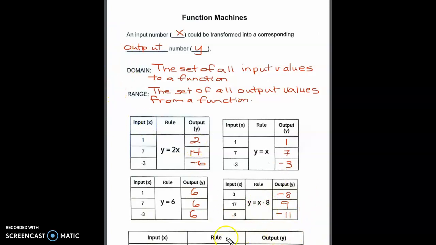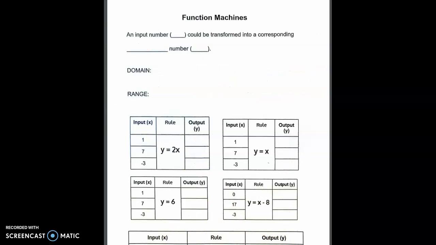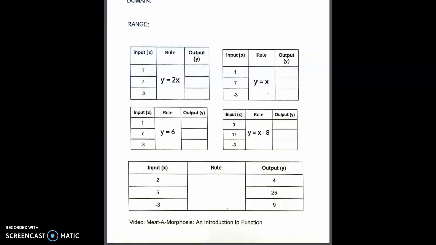And then we had to guess the rule. So let me clear this out and move it up. This time we had to guess the rule.